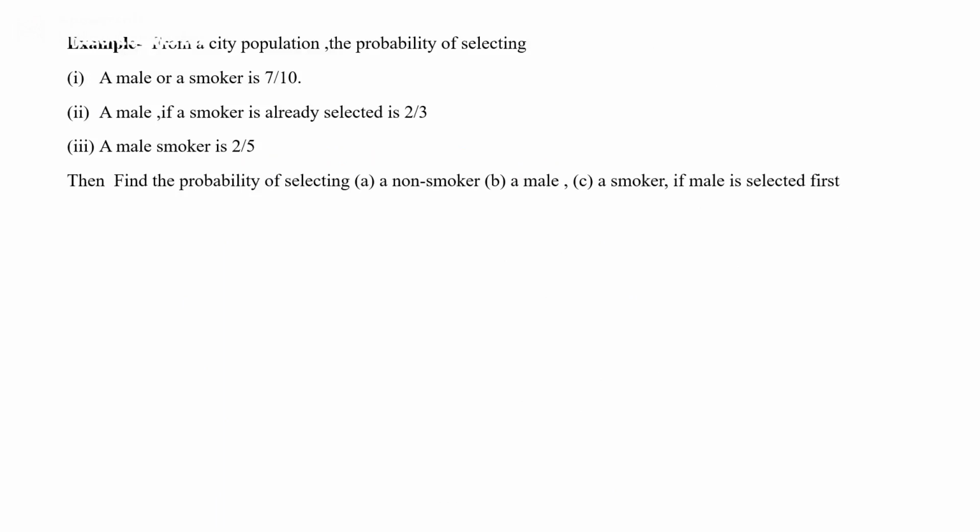Example 1. From a city population, the probability of selecting a male or a smoker is 7 by 10. The probability of a male, if a smoker is already selected, is 2 by 3. The probability of a male smoker is 2 by 5. Then find the probability of selecting a non-smoker, a male, and the third one, a smoker, if a male is selected first. So here, first we write what we have to find. So we have to find the non-smoker and a male.